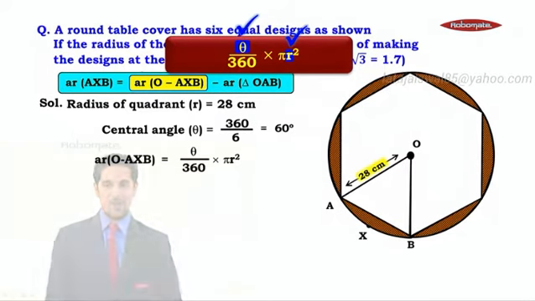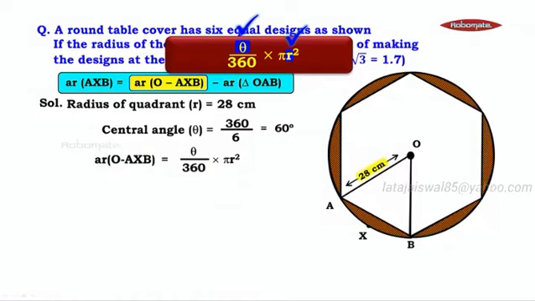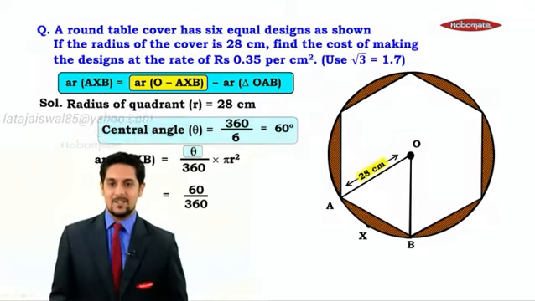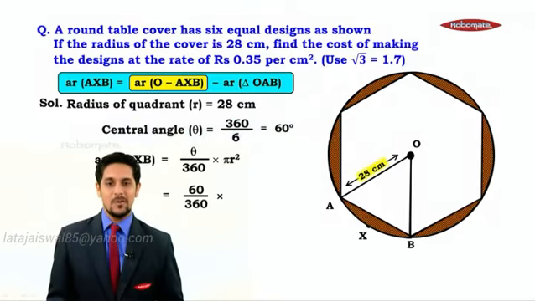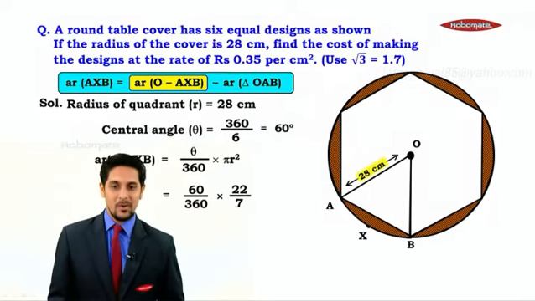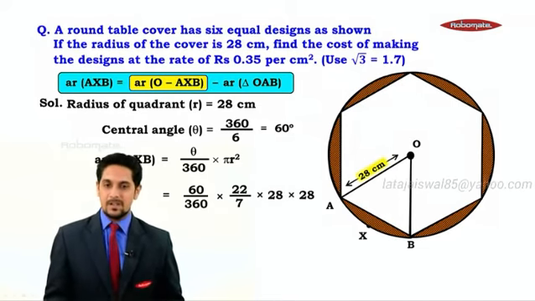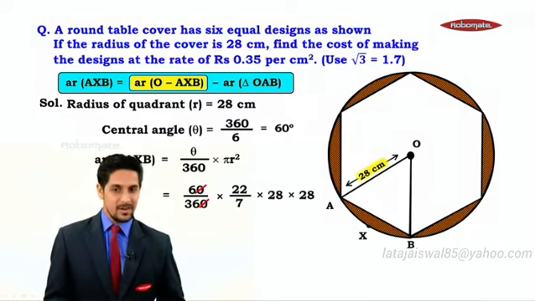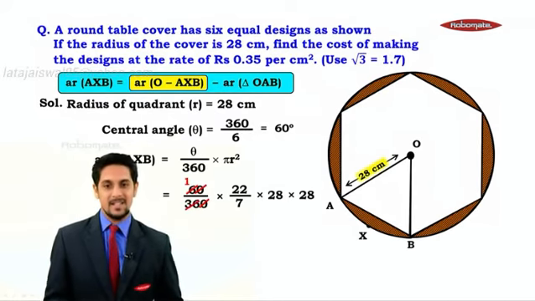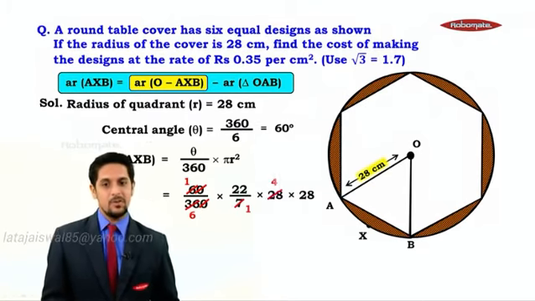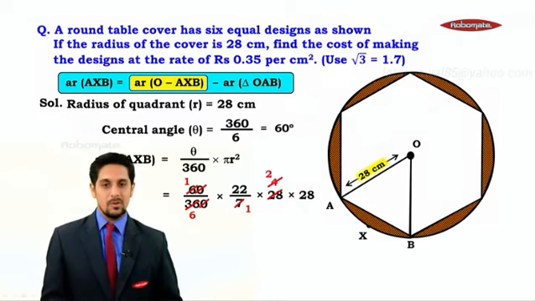So let us write area of the sector O dash AXB is equal to theta upon 360 into pi r square. On substitutions, we have theta as 60 degrees. So 60 upon 360 into the value of pi, which is 22 upon 7 into r square, that is 28 into 28. Let us calculate the terms further. 0, 0 getting cancelled, 6 into 1 is 6 and 6 into 6 times is 36. Further, 7 into 1 times is 7, 7 into 4 times is 28. Also, 2 into 2 is 4 and 2 into 3 is 6.